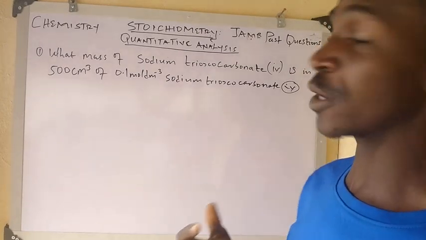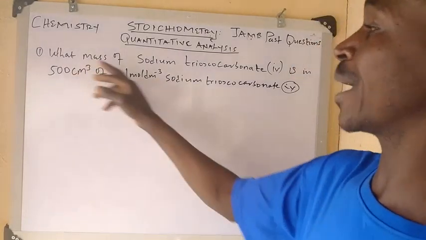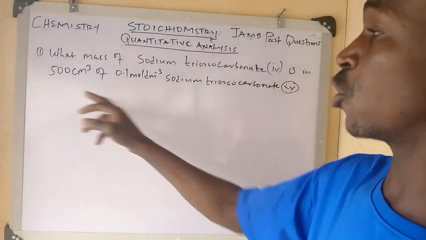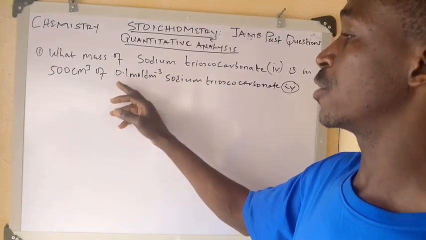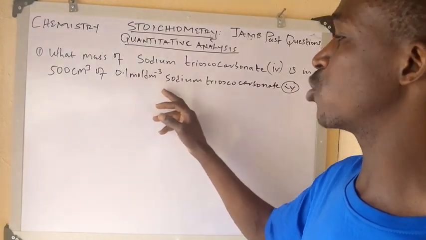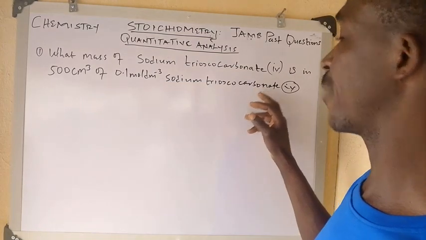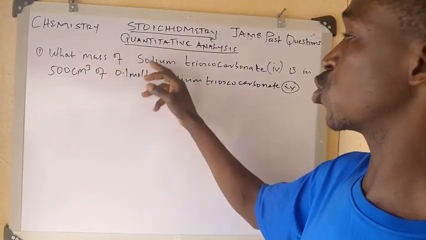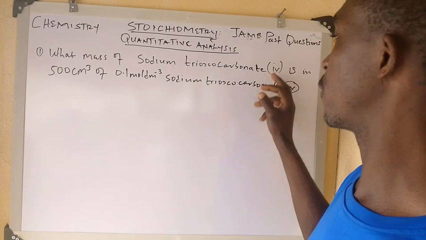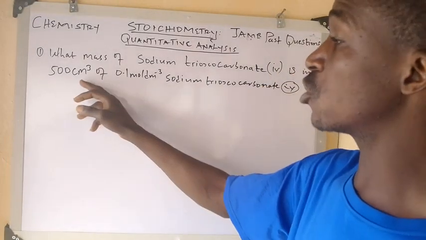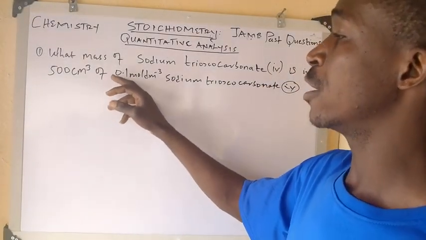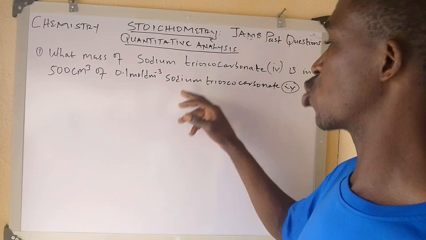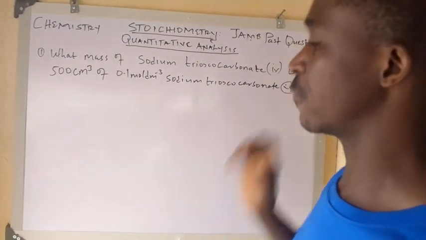So the number one question here says, what mass of sodium trioxocarbonate(IV) is in 500 cm³ of 0.1 mole per dm³ sodium trioxocarbonate(IV)? Let me take it again. What mass of sodium trioxocarbonate(IV) is in 500 cm³ of 0.1 mole per dm³ sodium trioxocarbonate(IV)?